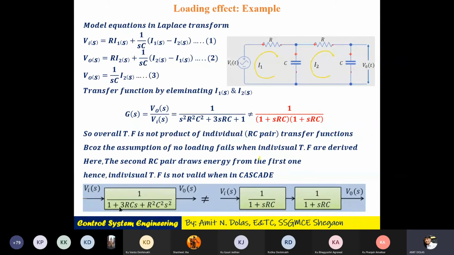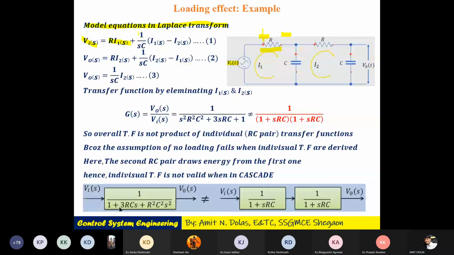What we do, we will get the model equation in Laplace transform. I'll apply KVL to both the loops. So first loop, Vi of S, this Vi of S, will be R into I of S. From here I1 of S flows, so we have taken the voltage here.